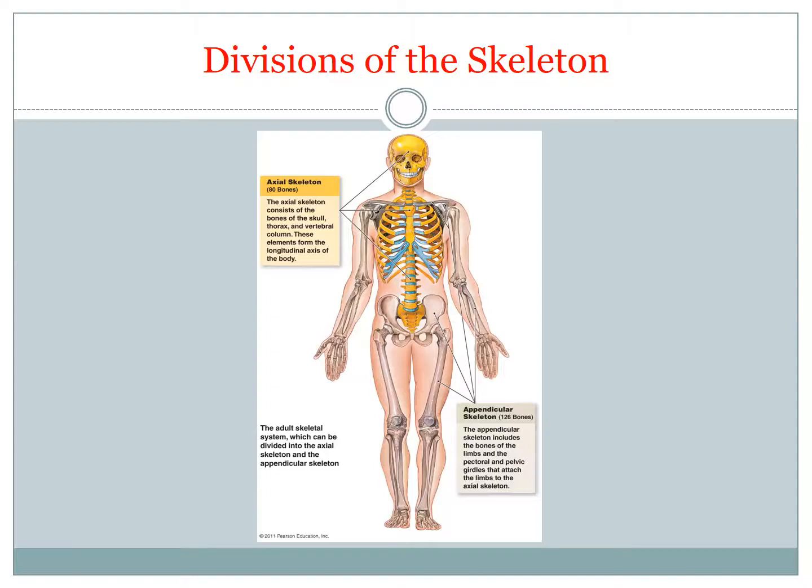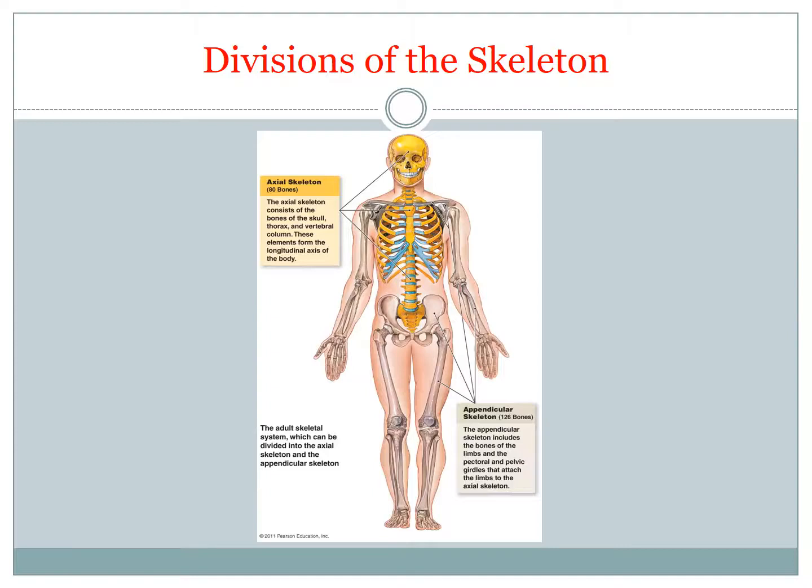Now, this slide shows the divisions of the skeleton. The adult skeleton system includes approximately 206 separate bones and a number of associated cartilages. The body system is divided into the axial skeleton and appendicular skeleton. The axial skeleton, which encompasses approximately 80 bones, consists of the bones of the skull, hyoid, sternum, rib cage, vertebral column, sacrum, and coccyx.